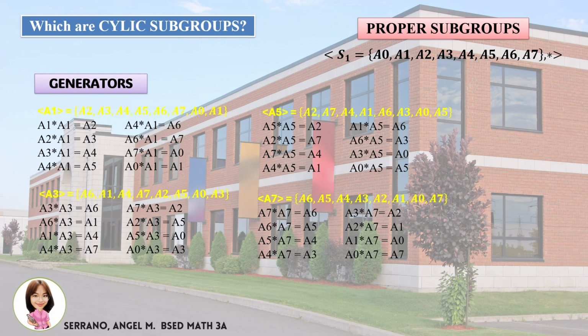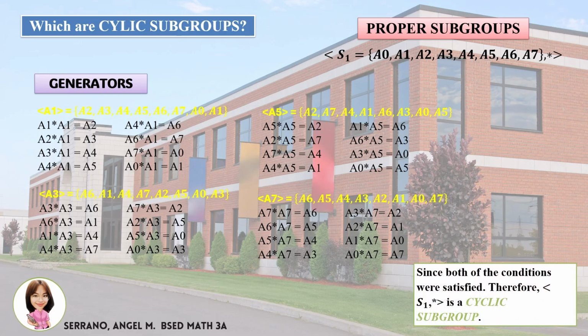Therefore, since the group of S sub 1 under binary operation star is abelian and it also has at least one generator, we can conclude that S sub 1 is a cyclic subgroup.